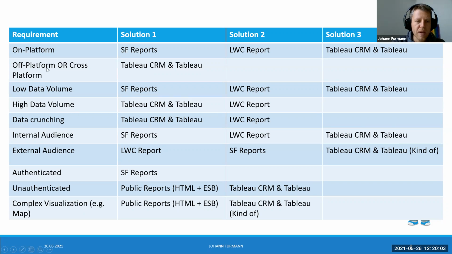If you have an external audience, we can do solution one with a Lightning Web Component report on a community page. Sorry, it's external but authenticated. I forgot to add that. When I say audience, it's authenticated. A Lightning Web Component report is actually my first solution because then we save the license cost. The second solution is Salesforce reports.